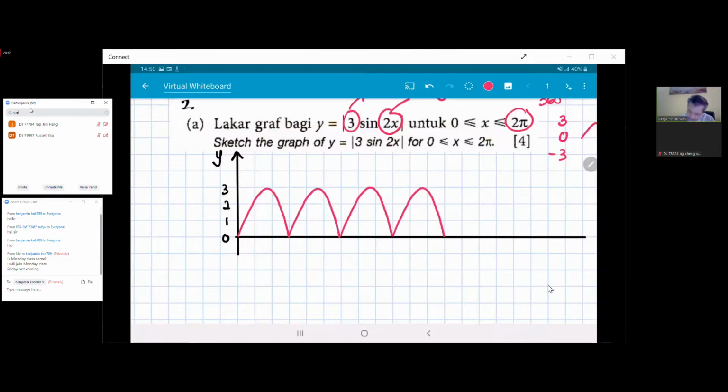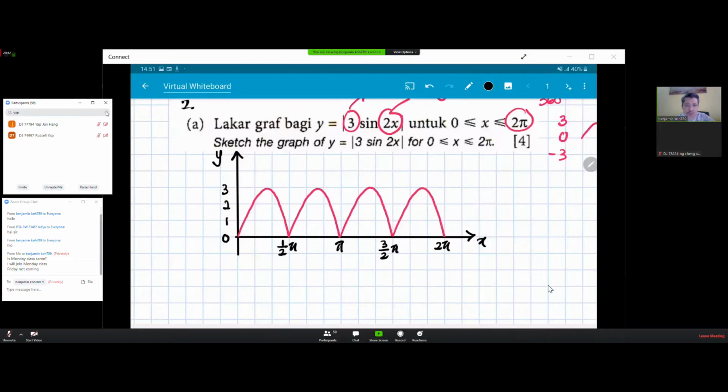Oh, the label. You need to label it properly. So the angle, that means at the end here, pada paksi X, this will be 2 pi. Tengah-tengah will be pi. Yang ni ialah 1 over 2 pi. And here will be 3 over 2 pi. Just so long as you understand that pi ialah 180. So 2 pi is 360. Setengah pi ialah 90 degrees. 3 over 2 pi ialah 270 degrees. So all this is 4 marks.